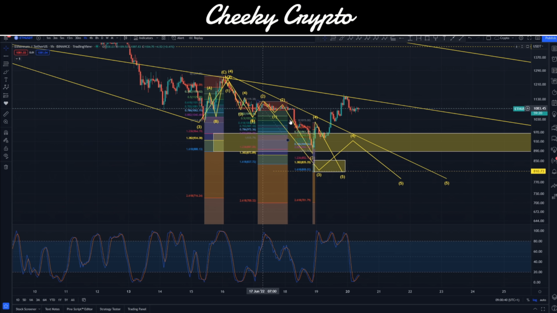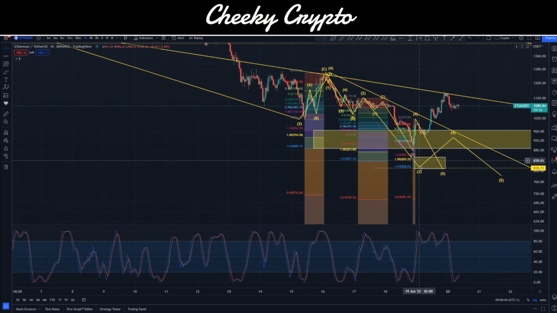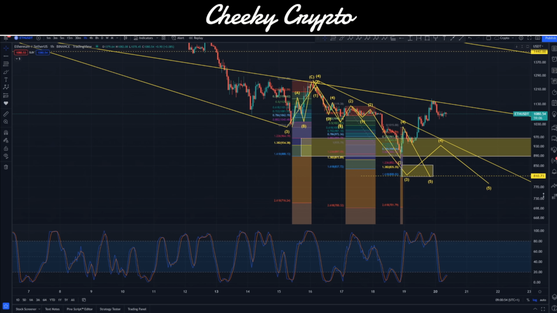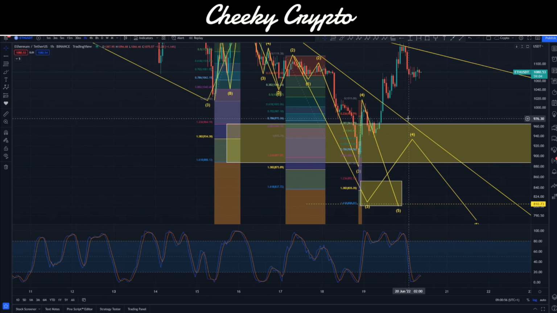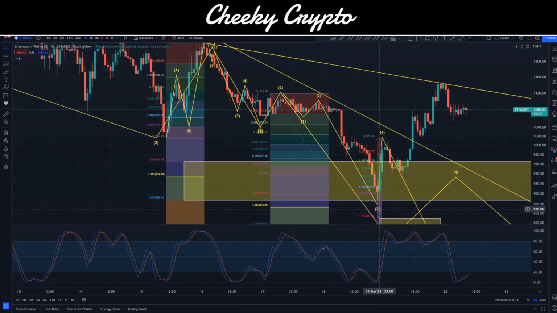Okay, so what else is going on here that could explain this, right? So this low area that we had down here just came in on a 1.236, right? So we know this hasn't really reached the minimum requirements of what we were looking for, but what we can do, of course, is realign things a little bit.